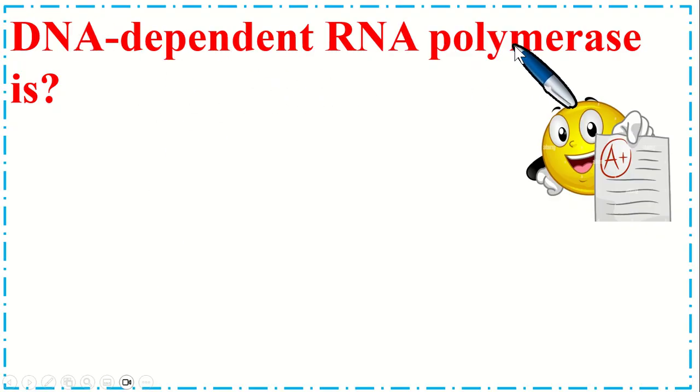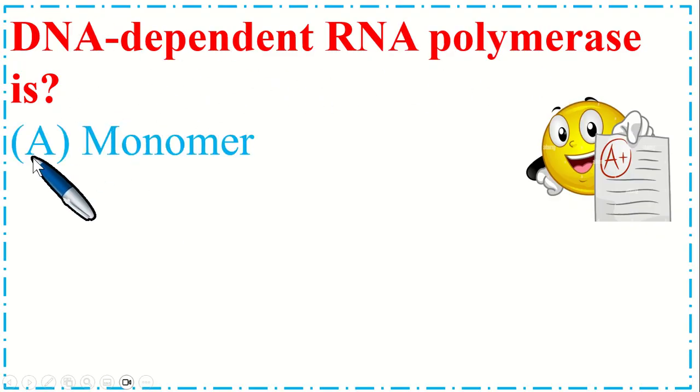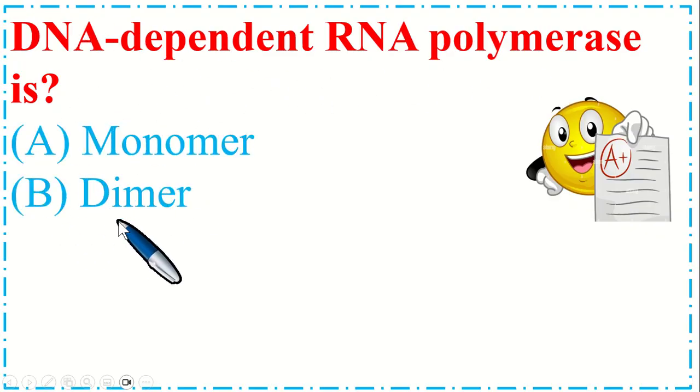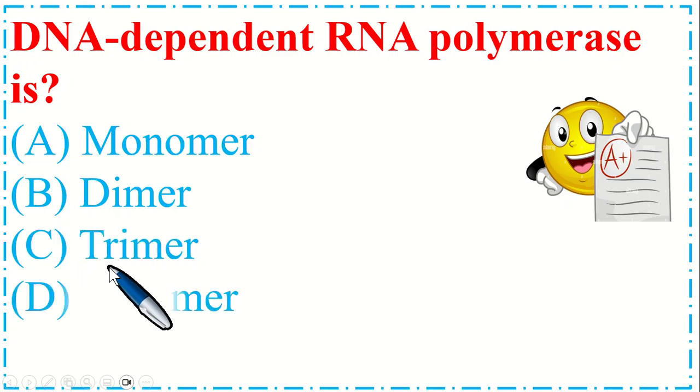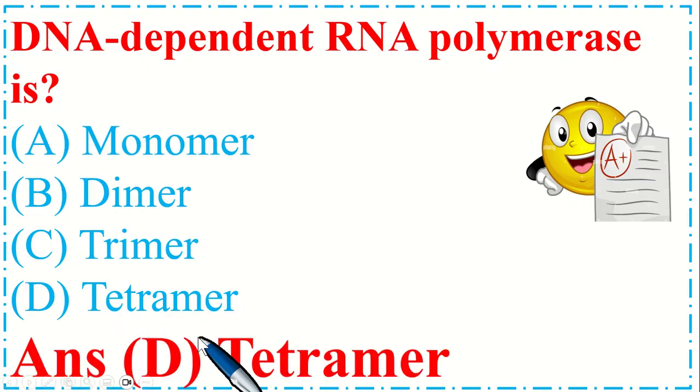DNA dependent RNA polymerase is option A, monomer, B, dimer, C, trimer, and option D, tetramer. So the correct option is D, tetramer.